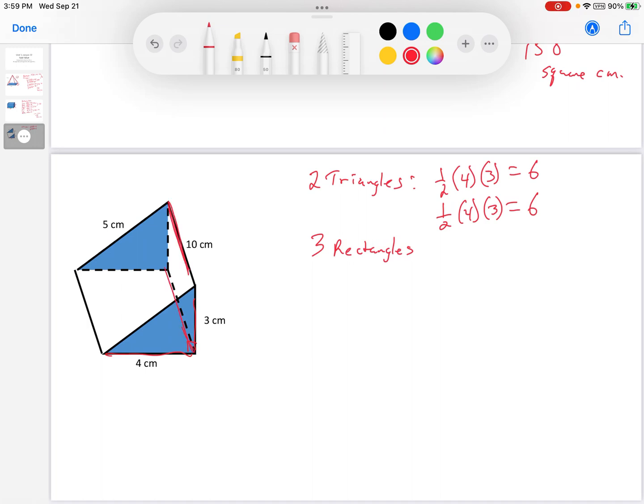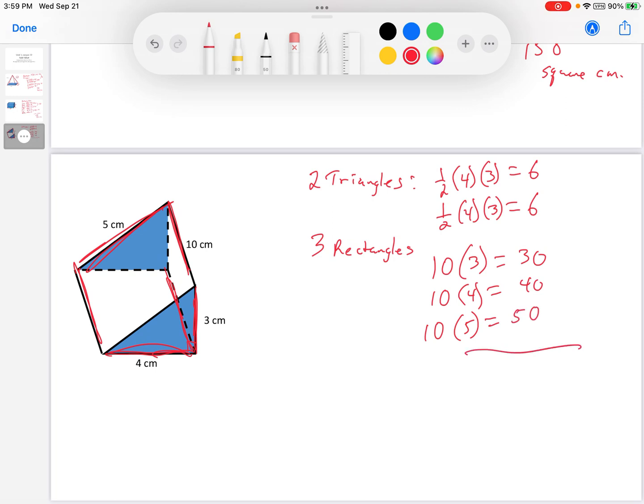10 from end to end, 10 from end to end, 10 from end to end. So 10, 10, and 10. One of them is 10 by 3. One of them is 10 by 4. And one of them is 10 by 5. One for each of the sides of the triangle. So 10 times 3 is 30, 10 times 4 is 40, 10 times 5 is 50.